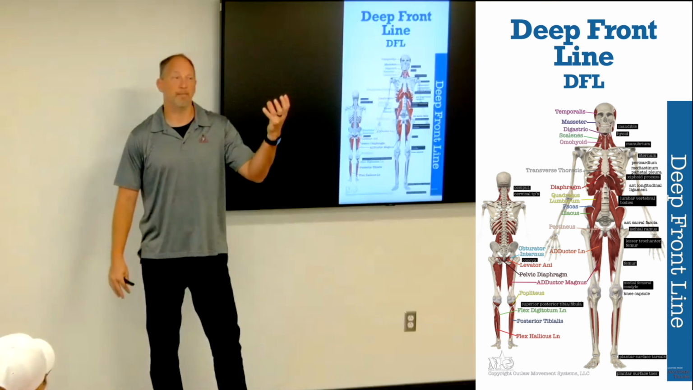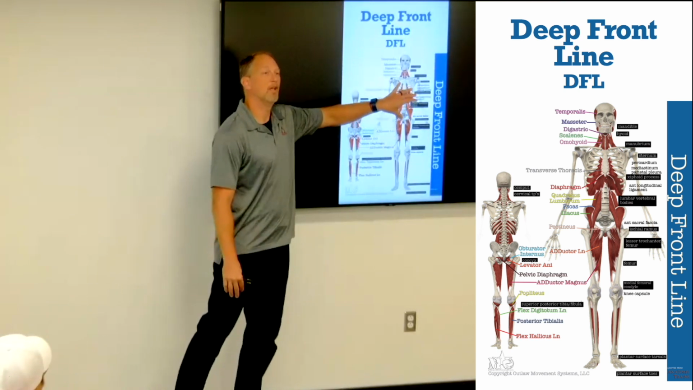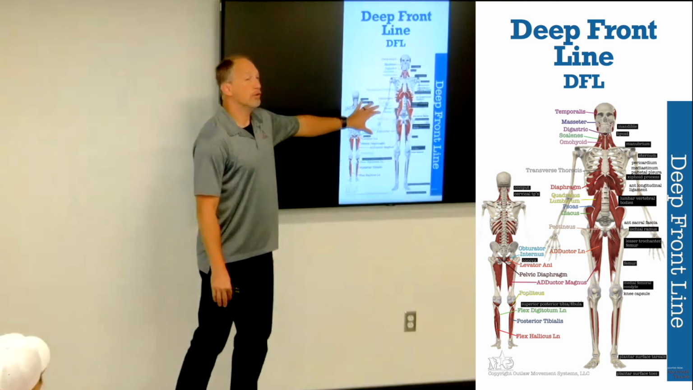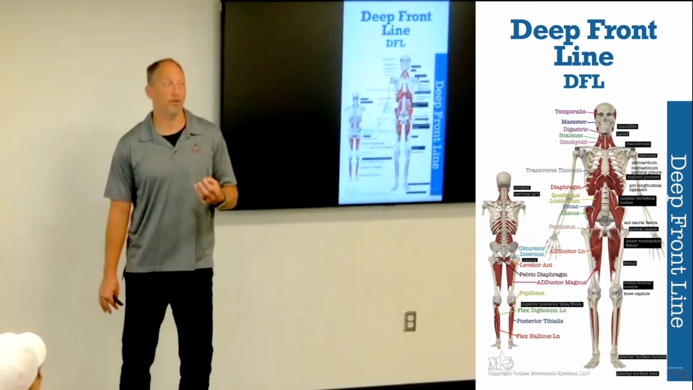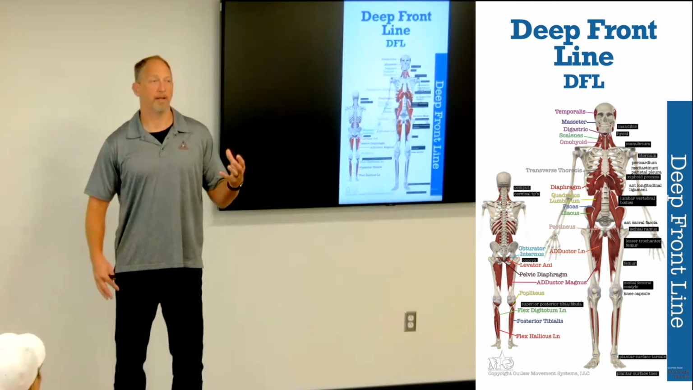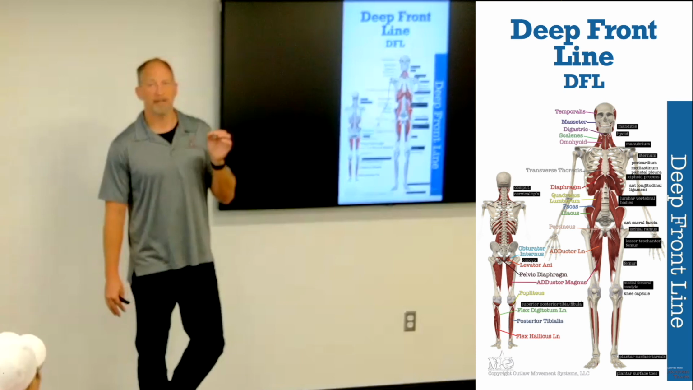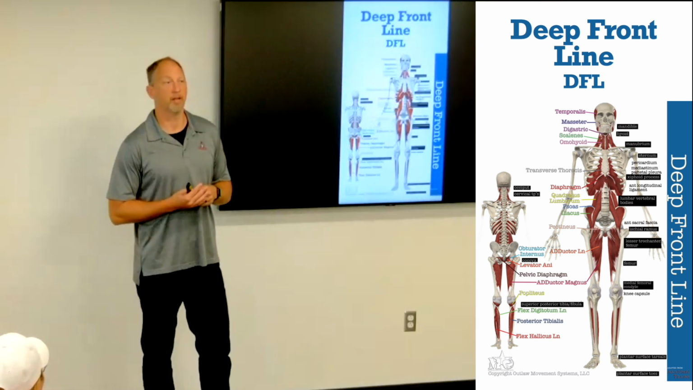So if we have a superficial backline issue, we have a deep front line issue. If we have a lateral line issue, you have a deep front line issue. If you have a spiral line issue, guess what? You don't have a deep front line issue because... I'm kidding, you have a deep front line issue. There's always a contribution of the deep front line when there's something else going on.